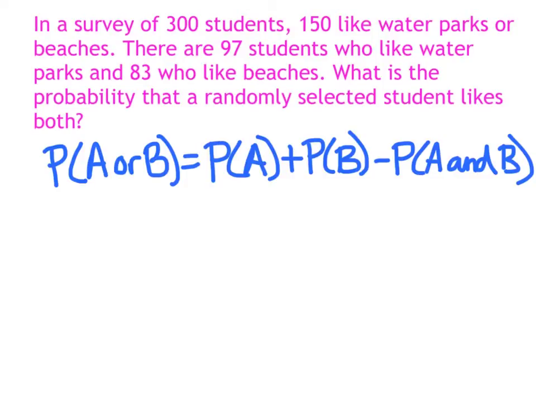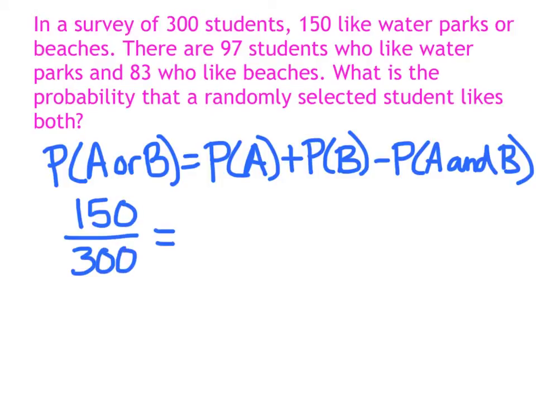All right, so here's your equation, the one you need to memorize, the one you need to know. It's really simple, but there's a couple of these on the test. So in a survey of 300 students, 150 like water parks or beaches. So that means that the probability of water parks or beaches, A and B being the water parks and beaches, was 150 out of 300 students.